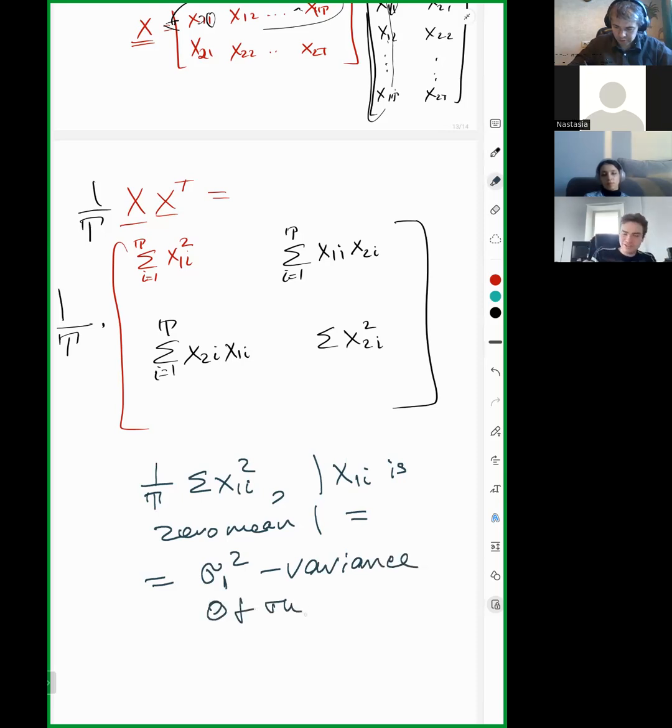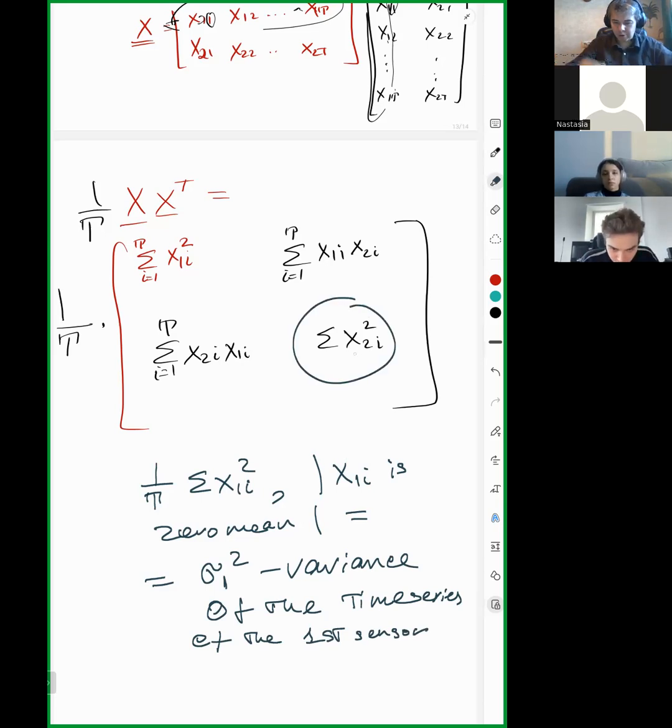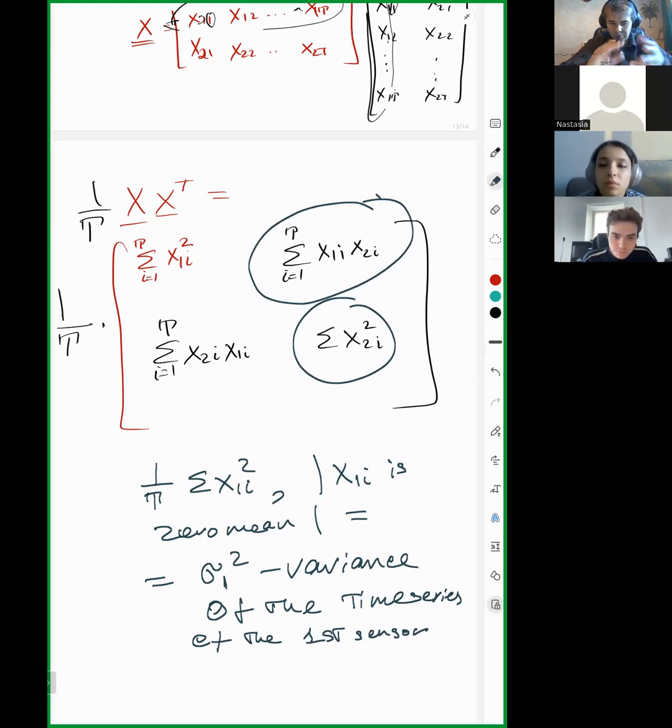So, the variance of the time series of the first sensor. Agreed? This one correspondingly is the variance of the second sensor, and this one is the covariance, how they covary, the average product. You probably encountered it many times, but that's your covariance matrix, basically. That's the covariance matrix of your data.